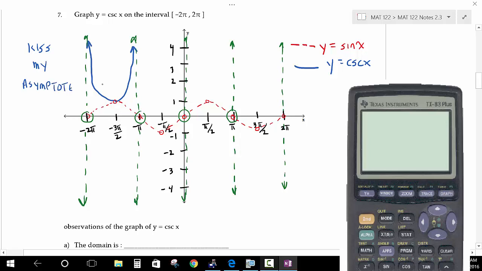Okay, so the point on that, though, is it helps students remember that when you're dealing with vertical asymptotes, it doesn't touch it, it just approaches.